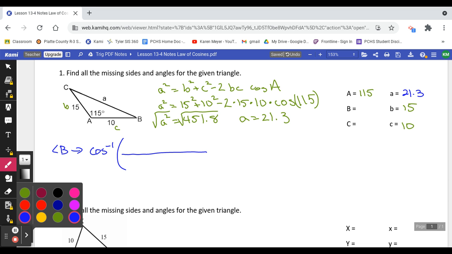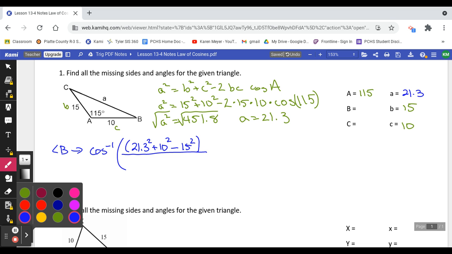And then I'm going to open my parentheses, and then another parentheses for the top. It's going to be little a squared, which is 21.3 squared, plus little c squared, which is 10 squared, minus little b, which is 15 squared. So remember, you always subtract the side that matches the angle. Since we're finding angle B, we will subtract little b.